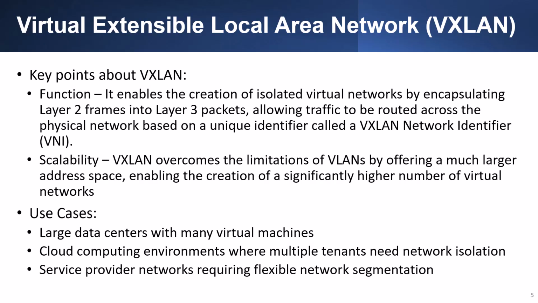Key points about VXLAN include function. It enables the creation of isolated virtual networks by encapsulating Layer 2 frames into Layer 3 packets, allowing traffic to be routed across a physical network based on unique identifiers called VXLAN network identifiers, or VNIs. Scalability: VXLAN overcomes the limitations of VLANs by offering a much larger address space, enabling the creation of significantly higher numbers of virtual networks. Use cases: large data centers with many virtual machines, cloud computing environments where multiple tenants need network isolation, and service provider networks requiring flexible network segmentation.